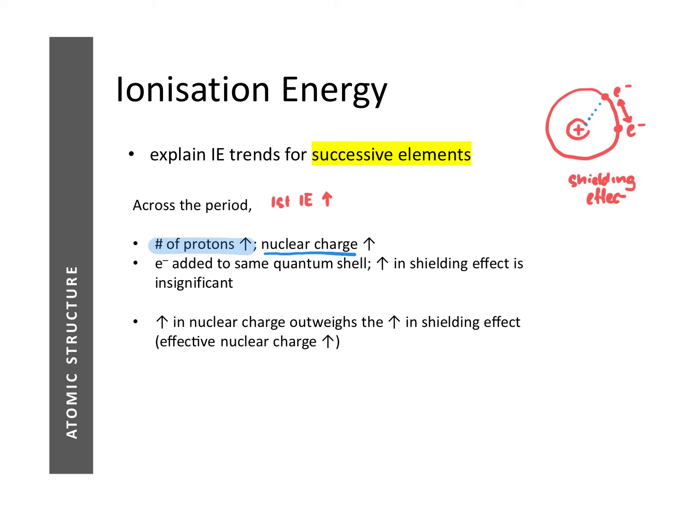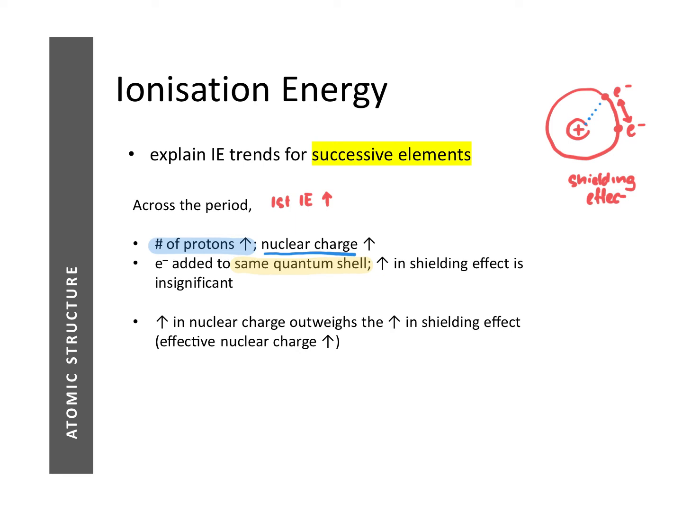So what does that mean? It means that the increase in nuclear charge outweighs the increase in shielding effect. And how do we explain that? It's because when we go across the period, the electrons are added to the same quantum shell. Imagine if you are in a concert and people start coming and occupying the seats along your aisle. Will they block you from seeing the concert?